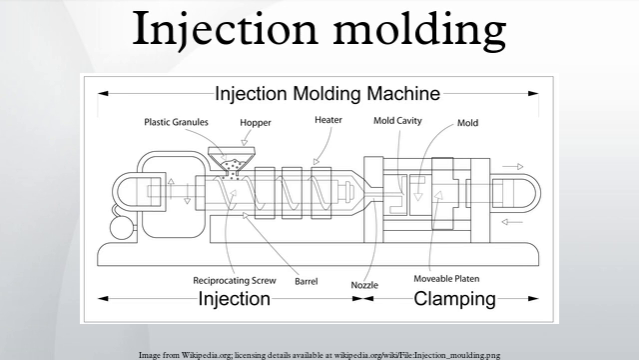Injection molding cycle. The sequence of events during the injection mold of a plastic part is called the injection molding cycle. The cycle begins when the mold closes, followed by the injection of the polymer into the mold cavity.